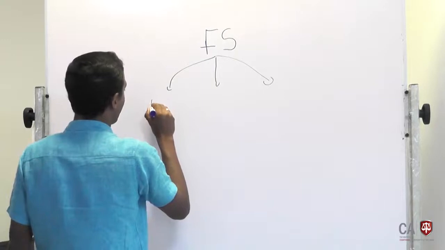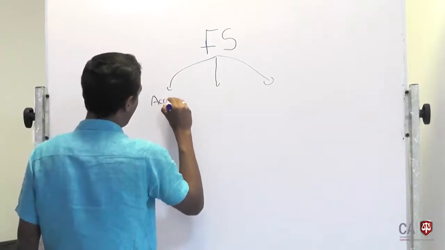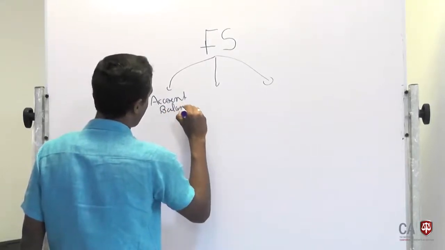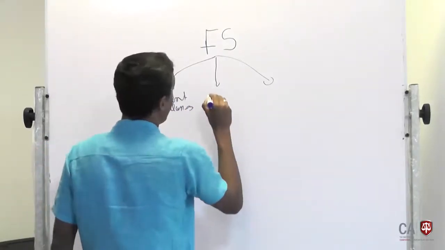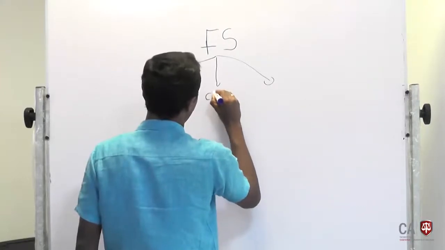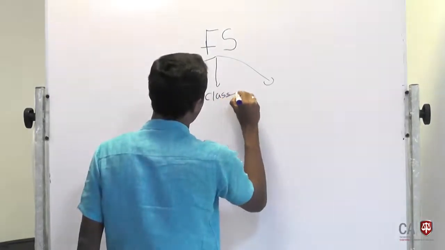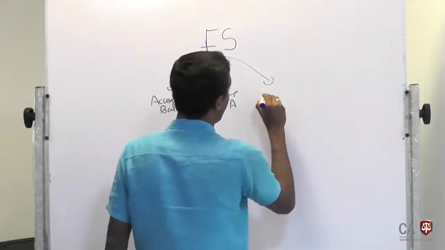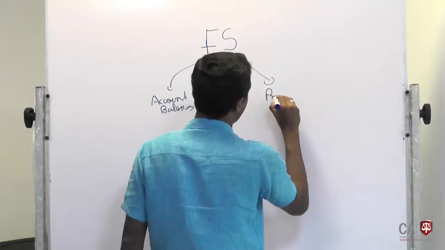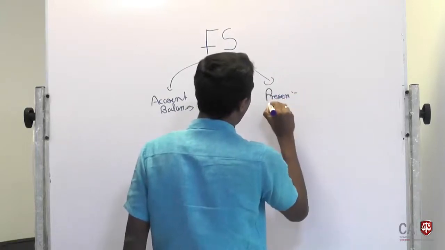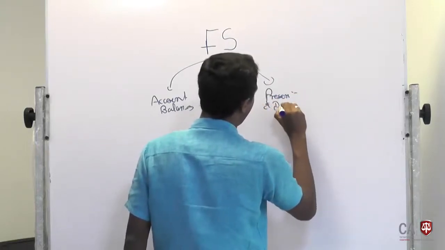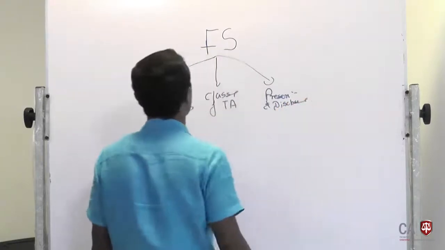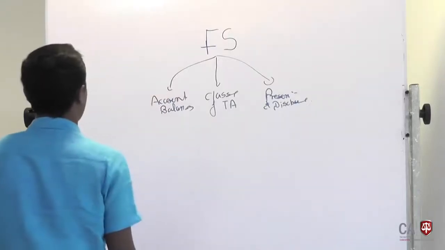Account balances. For example, in the balance sheet you have all the key balances. And then you have transactions, or to use the better word, classes of transactions. And then presentation and disclosure. This is what is there in the set of accounts, the financial statements, on which the audit is going to give an opinion.